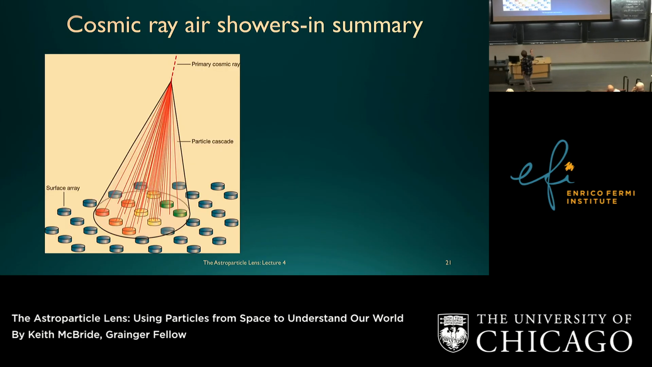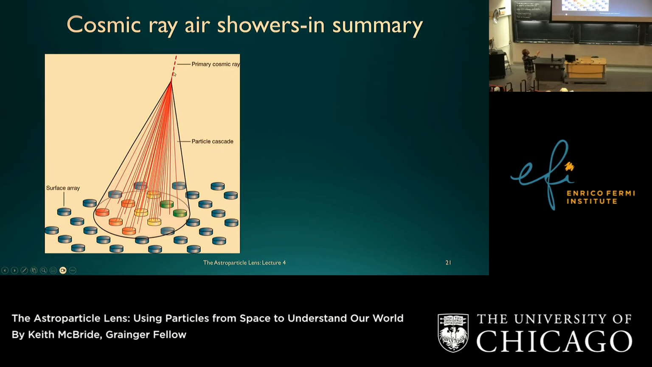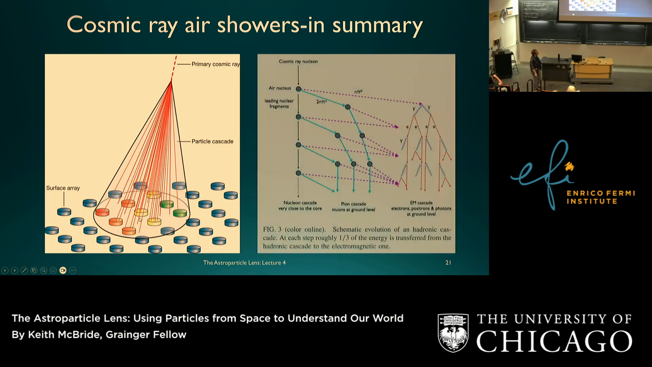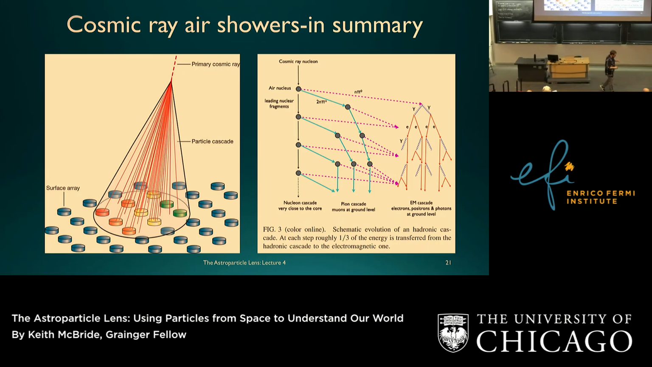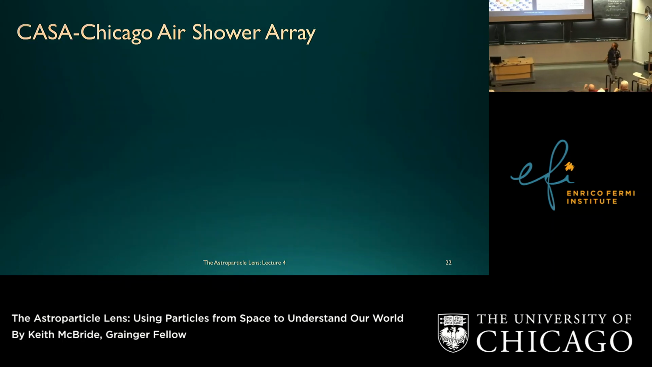So, in summary, cosmic ray air showers, right? The primary cosmic ray comes in, interacts, produces a large number of particles from a cascade, and we've deployed large surface arrays to detect those particles on the ground, right? And we understand the actual particle physics that entails here. We have pions that are created, we have photons that are created, we have electron and positron pairs that are created, right? And in each generation, as you go deeper and deeper into a shower, each particle has less energy, but there's more of them, right?